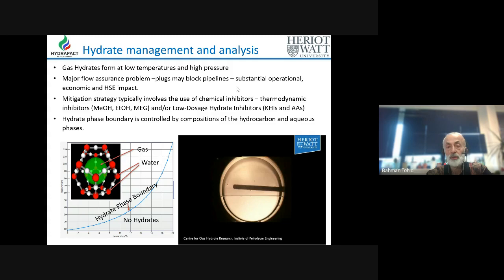Now, the chemical mitigation strategy is using chemicals, either thermodynamic inhibitor or low dosage hydrate inhibitor. Some of these inhibitors are naturally in the produced water, but some of them we add, like MEG, ethanol, and low dosage hydrate inhibitors.